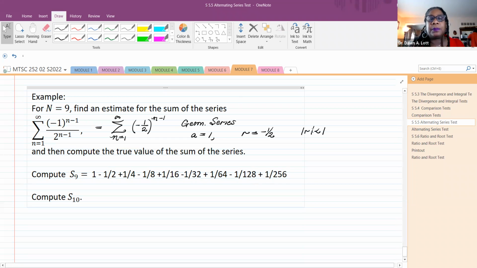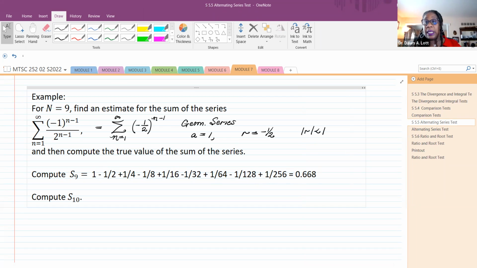All right, I think I'm done. So that is the sum of the first 9 terms. And that equals 0.668. So that is an estimate of what the true sum of the whole series would be if I summed it to infinity.